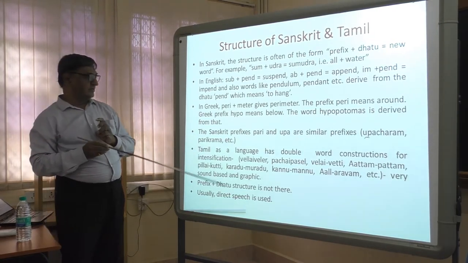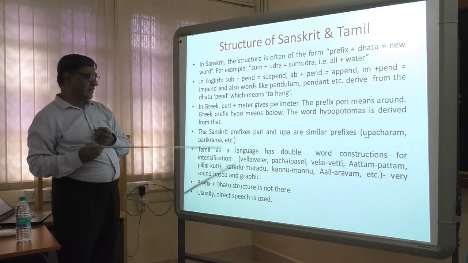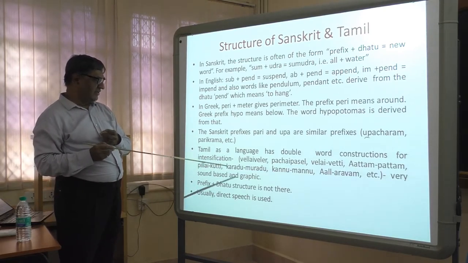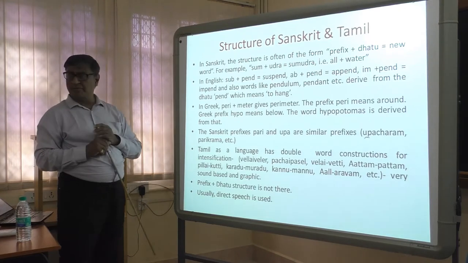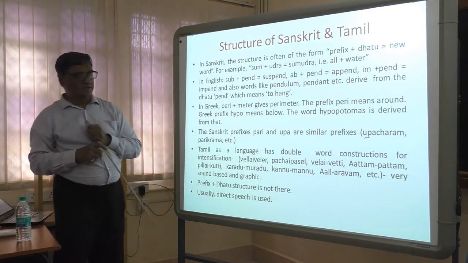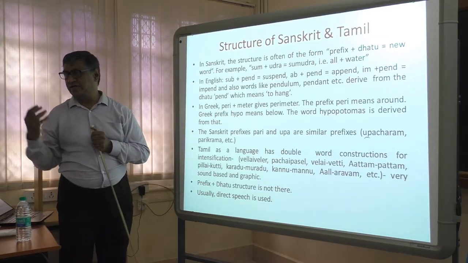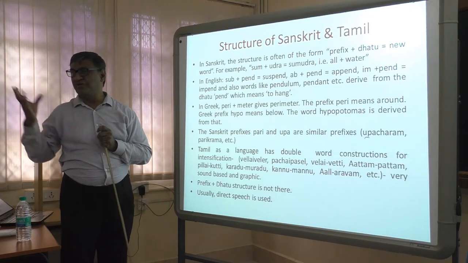So, I will take a little liberty to go into the subject also. The Dravidian languages in general, and Tamil in particular, are very sound based languages. For example, things like when you say white, spell it, but it becomes very strong.